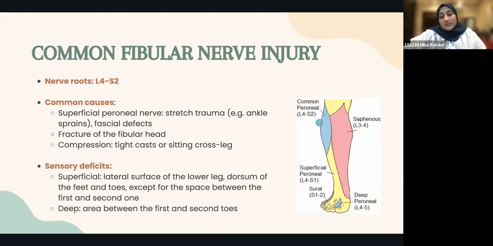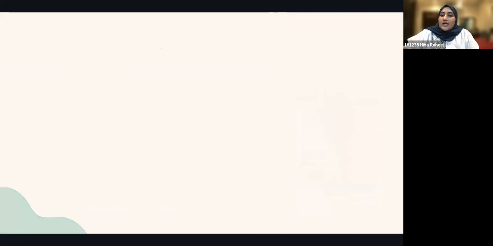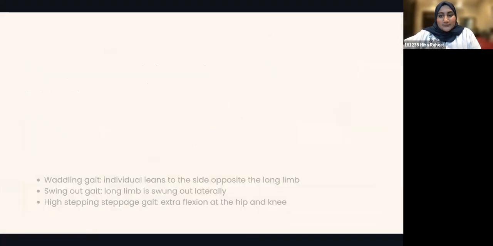And then as you remember, it bifurcates, right? It becomes superficial and deep. The only place that you can test for deep is between the first and the second toe, the web. Otherwise, this part of the foot, you'll check for the superficial peroneal nerve. I apologize if I made a mistake.